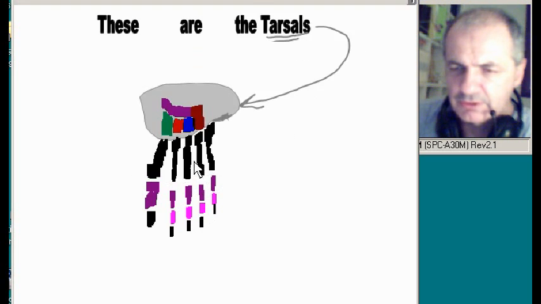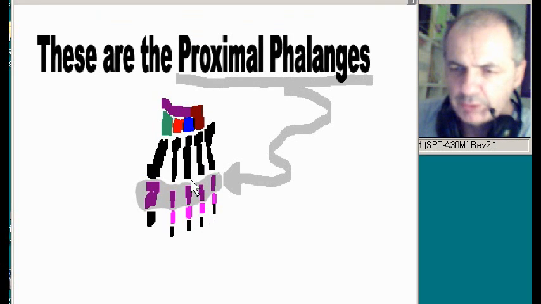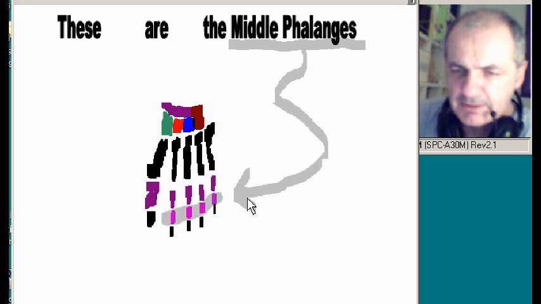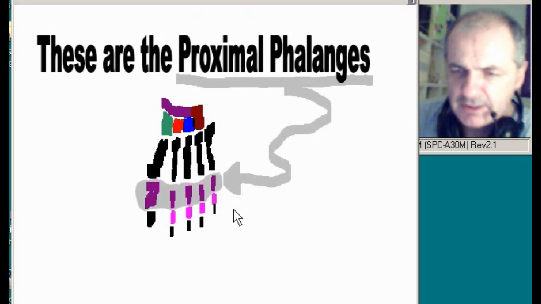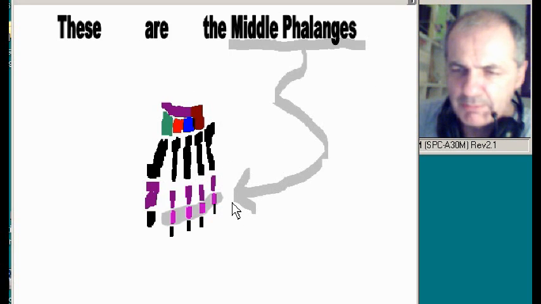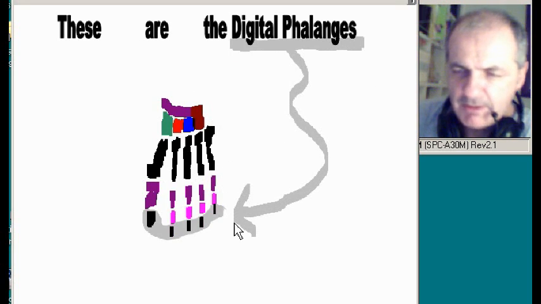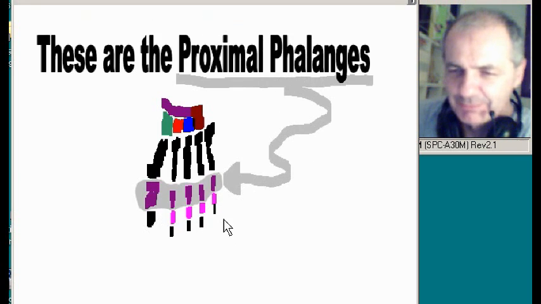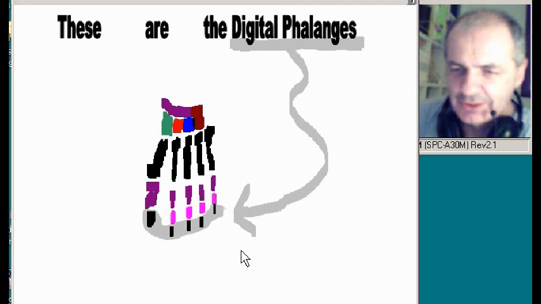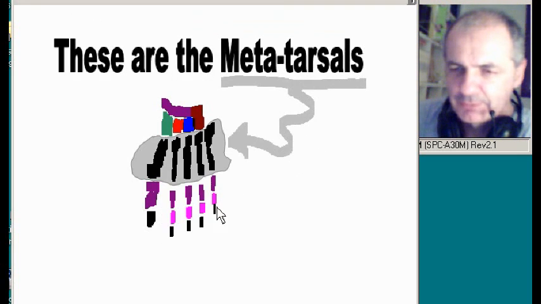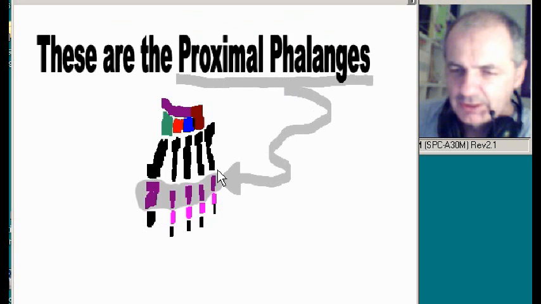Tarsals, metatarsals, proximal phalanges, middle phalanges, digital phalanges. There you go. Pretty good, I think. All right, so remember them. Proximal phalanges, middle phalanges, digital phalanges. Go back, metatarsals, tarsals. And that's it.